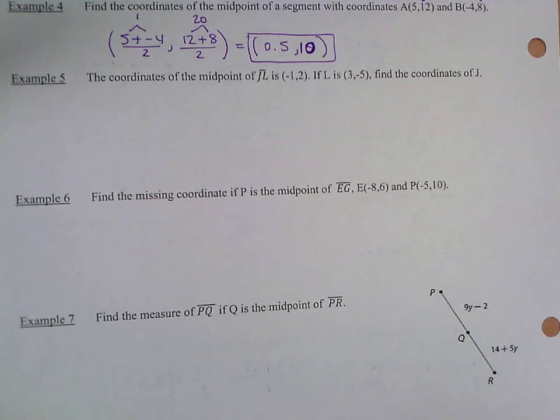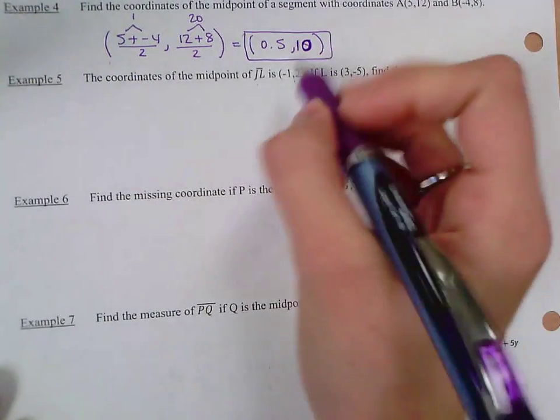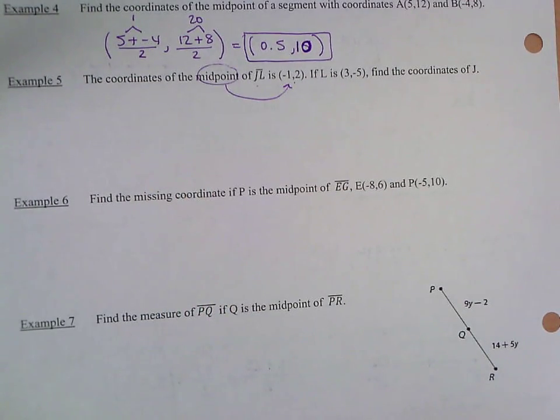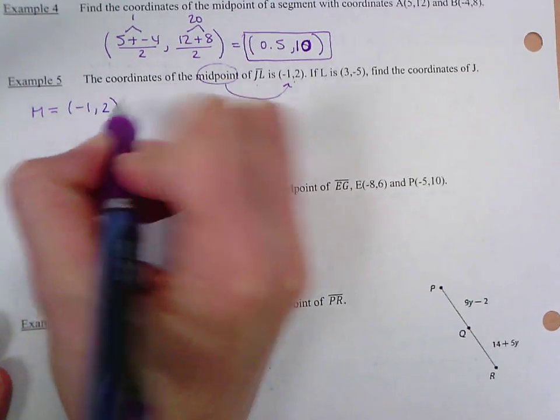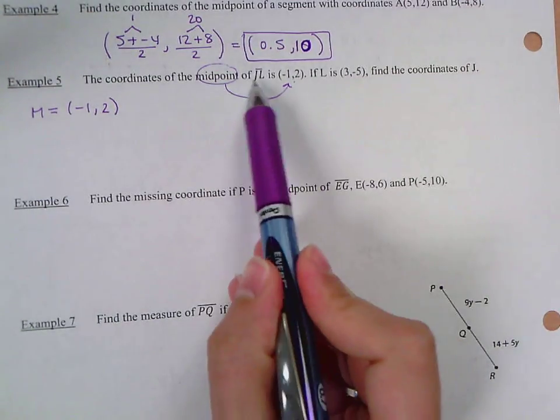This is now still using the midpoint formula, but you're using it differently because you're given the midpoint and you have to find one of the endpoints. So it says the coordinates of the midpoint of JL is (-1, 2). So this ordered pair, (-1, 2), is the midpoint. I know they didn't call it a variable, but you could call that M. The midpoint M is (-1, 2). So I'm actually going to write that here. Anytime they don't give you a variable for the midpoint, you can call it M. That's fine. And then JL are the two endpoints.